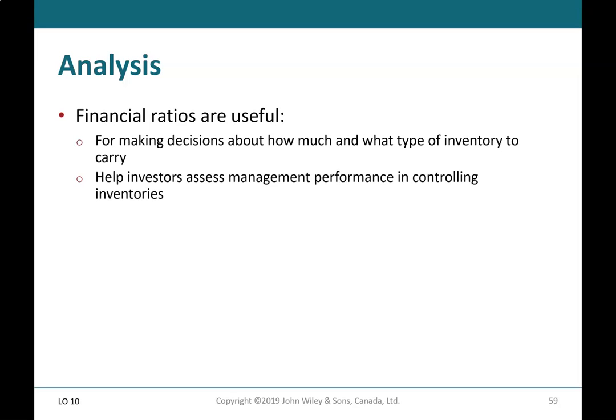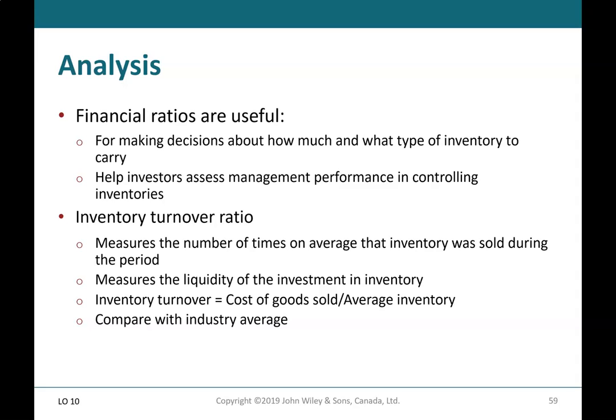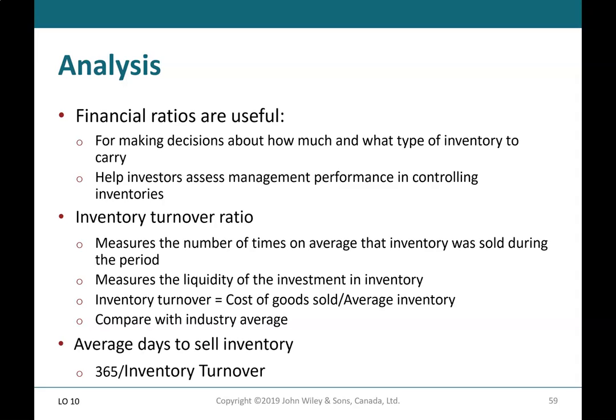Analysis. Financial ratios are useful for making decisions about how much and what type of inventory to carry, and help investors assess management performance in controlling inventories. The inventory turnover ratio measures the number of times on average that inventory was sold during the period. It measures the liquidity of the investment in inventory. Inventory turnover equals cost of goods sold divided by average inventory. You can compare with the industry average. Average days to sell inventory equals 365 divided by the inventory turnover.